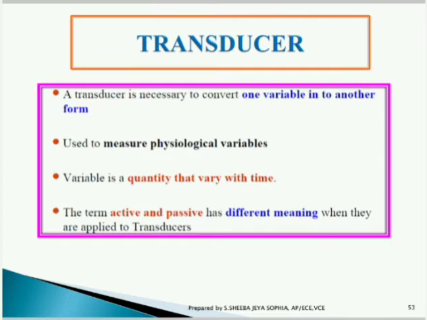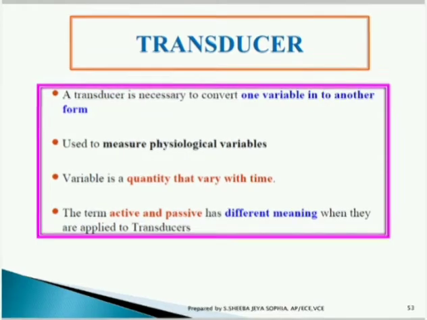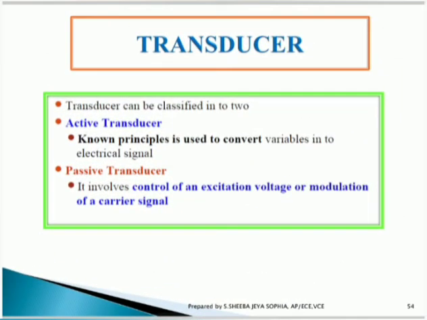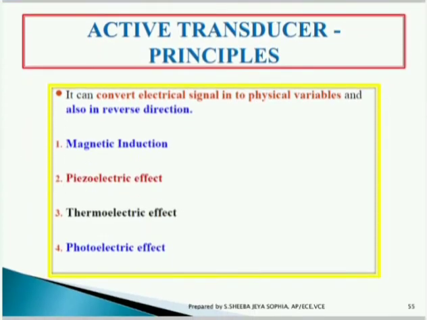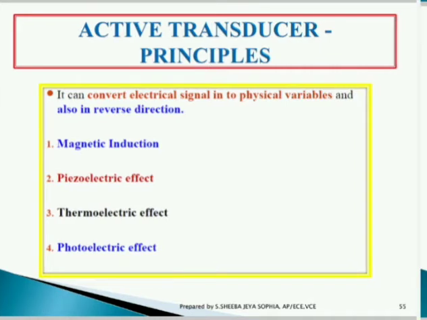And active and passive types of transducers are also available based on the applications. Active transducers convert variables into an electrical signal, and passive transducers involve control of excitation voltage or modulation of a carrier signal. This active transducer converts an electrical signal into a physical variable and also in the reverse direction. It has characteristics like magnetic induction, piezoelectric effect, thermoelectric effect, photoelectric effect.